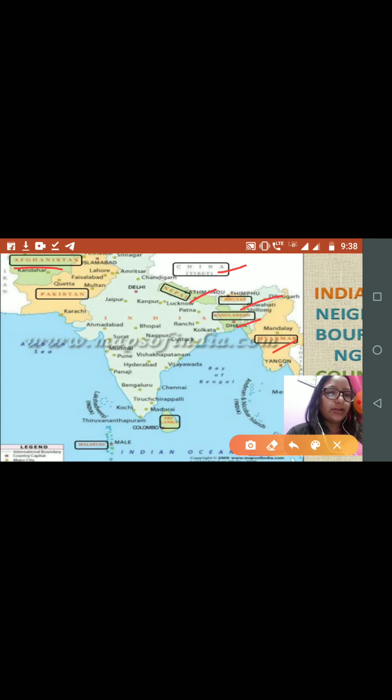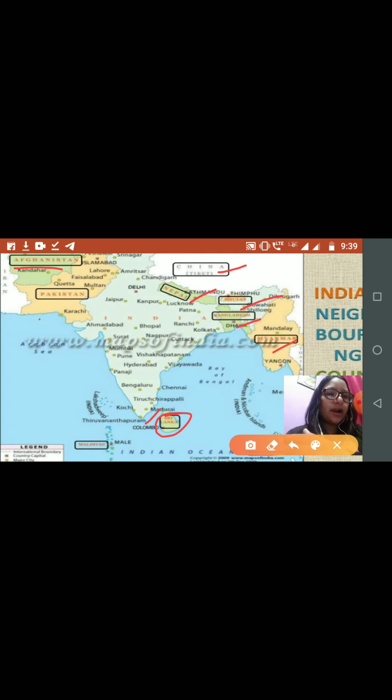Okay, and you see to the south, across the Palk Strait, we have Sri Lanka. So these are the countries which border India. These are all the countries which border India, or we can simply say India's neighboring countries. Okay, this is very easy.